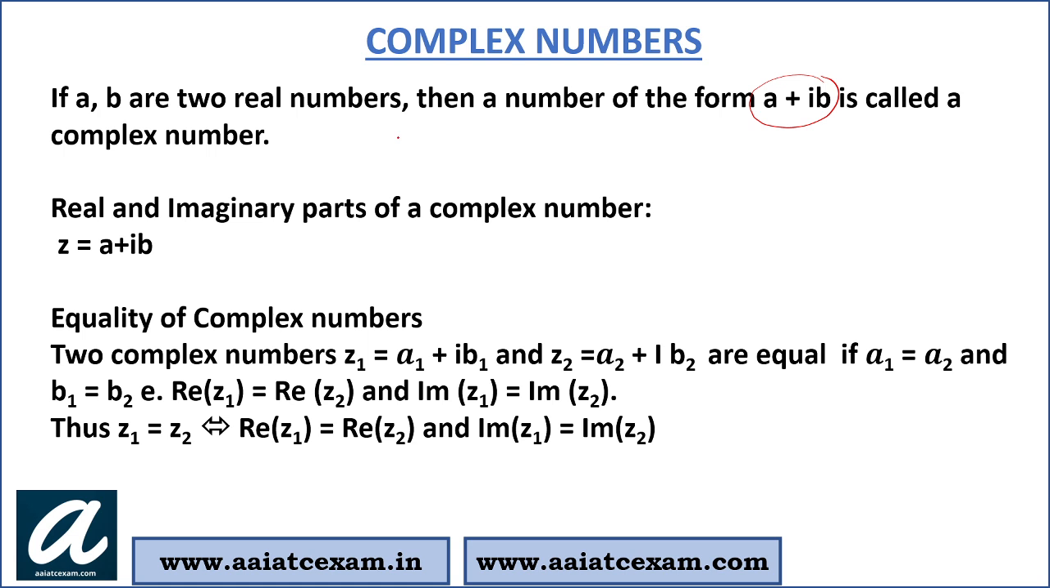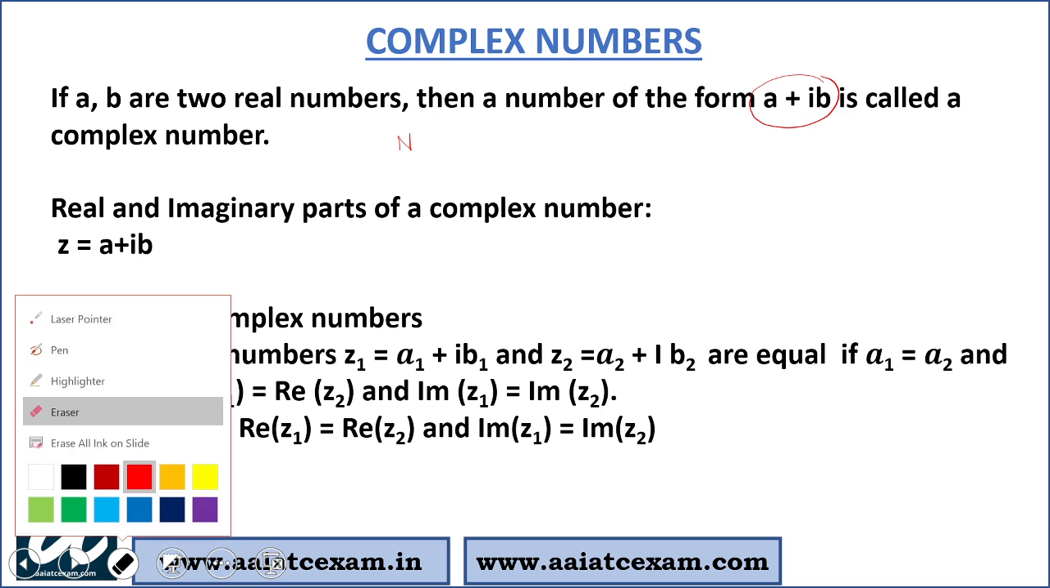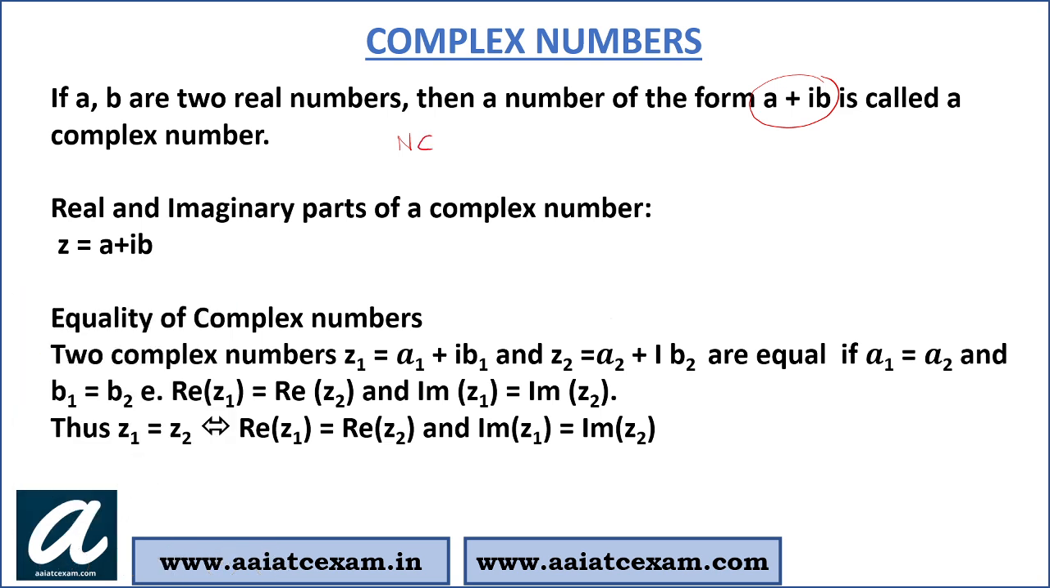Students, I hope you know that all the natural numbers are a subset of whole numbers. All the whole numbers are a subset of integers. All the integers are a subset of rational numbers, and all the rational numbers are a subset of real numbers. But all the real numbers are a subset of complex numbers. You will write C, or like this, Z, then cut it. This is how I denote a complex number.